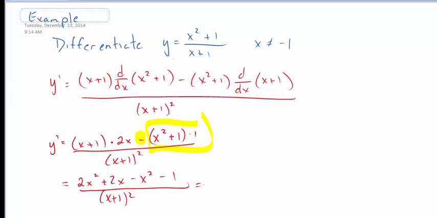I'm a fan of never expanding the bottom. Leave it alone. Leave it as something squared. And on the top we combine like terms. X squared plus 2x minus 1 over x plus 1 quantity squared. And that is the same thing that we ended up simplifying the product rule down to in the previous video that we saw.